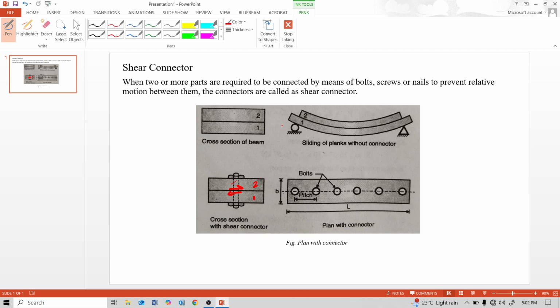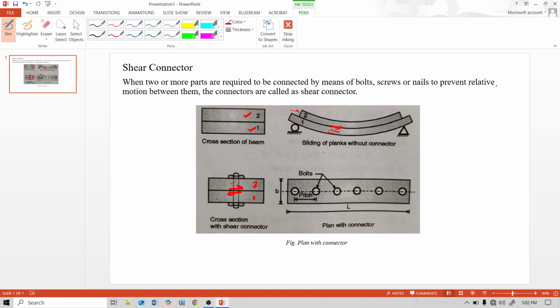Consider two wooden planks placed one above another. Consider this one as the first wooden plank and this is the second wooden plank, and both are one above another. When these planks are used as a beam without any connection, see here, no connection is seen between them, they will slide over each other. See, if force acts along this direction, they will slide above each other along their contact surface.